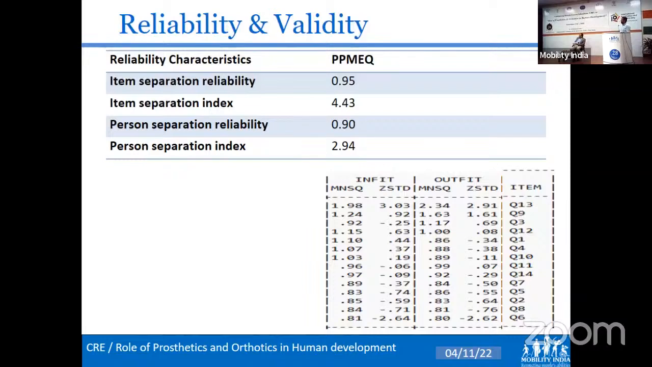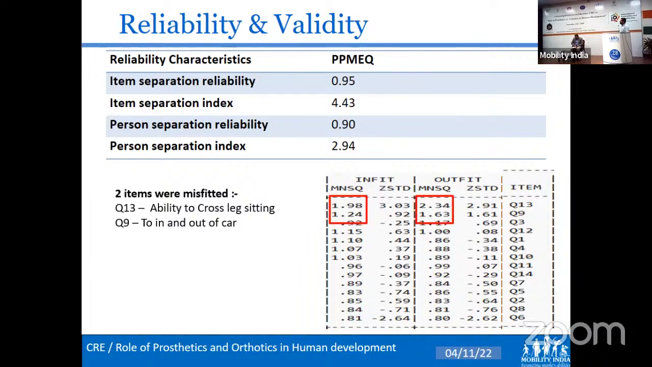Now, moving on to validity. Out of 14 questions, 12 were already there and 2 we included. Two questions were misfitted because they didn't follow the criteria of Rasch analysis, in which the mean square value should be between 0.8 and 1.2. Those two questions are question number 13, ability to sit cross-legged, and question number 9, getting in and out of the car. Here you can see their mean square values; on both sides the values are more than 1.2. So that's why these two questions are misfitted according to my questionnaire.